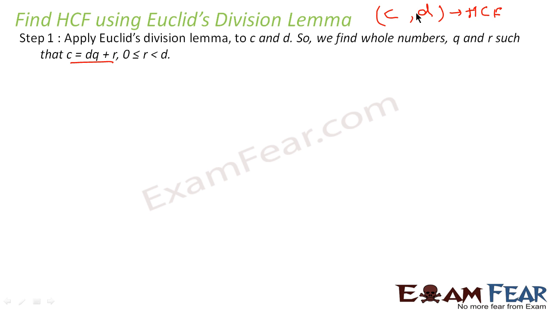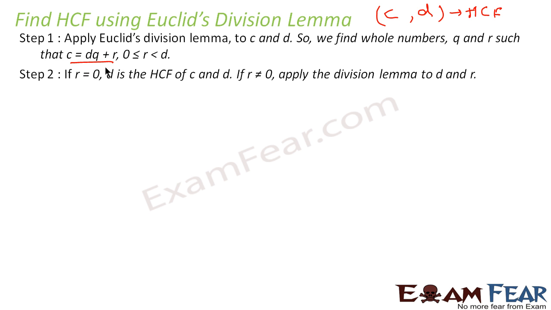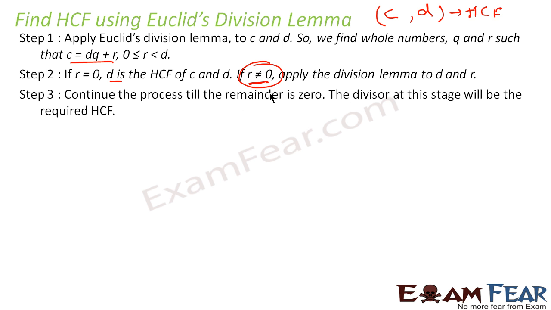So we'll apply the division lemma on this and we'll get Q and R, the quotient and remainder. Once we have the quotient and remainder, if the remainder is equal to 0, then we can say that D is the HCF of C and D. If the remainder is not equal to 0, we'll again apply the division lemma on D and R. We'll continue this process till we get the remainder equal to 0.